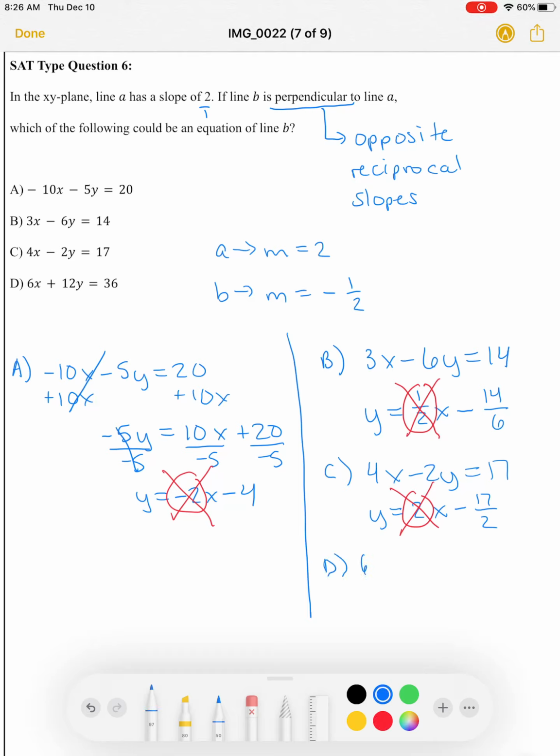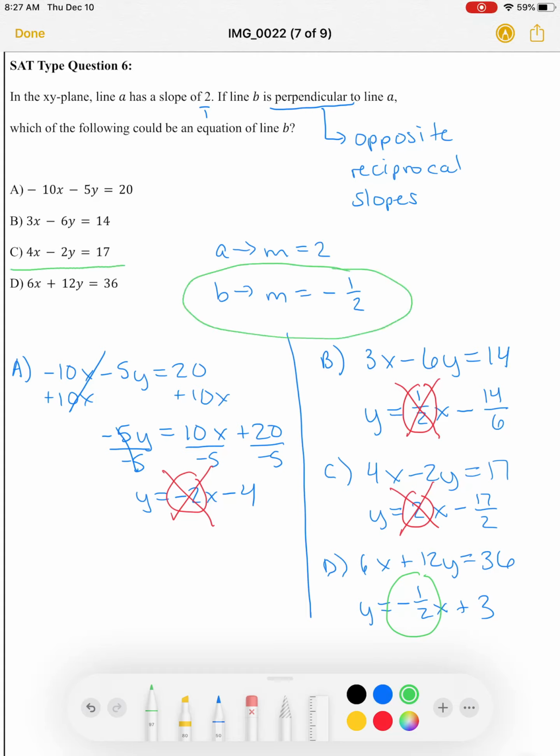And option D, which is 6x plus 12y equals 36, if we write that in slope-intercept form, we would have y equals negative 1/2 x plus 3. This one does have the slope of negative 1/2 that we are looking for. So option D would be the answer.